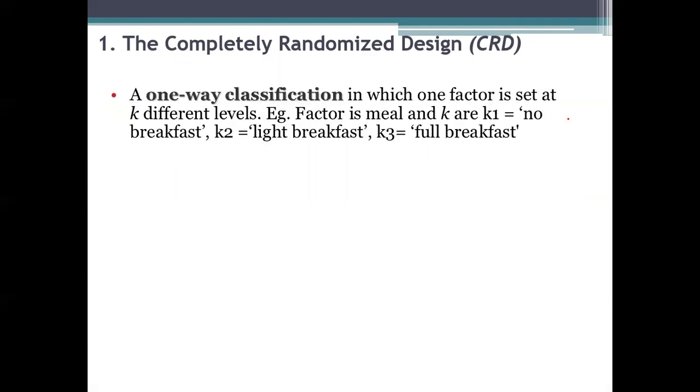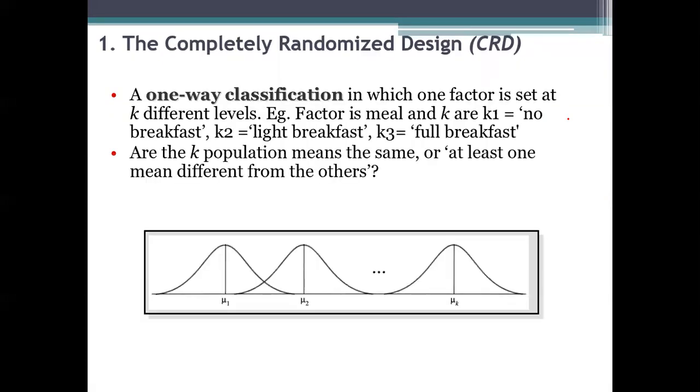So what is the completely randomized design, or CRD? CRD is a one-way classification in which one factor is set at K different levels. For example, the factor is meal. K may be referred to as K1, no breakfast, K2, light breakfast, and K3, full breakfast.